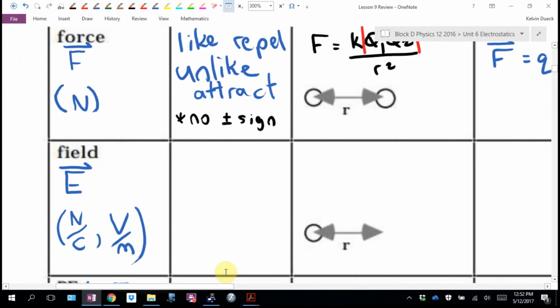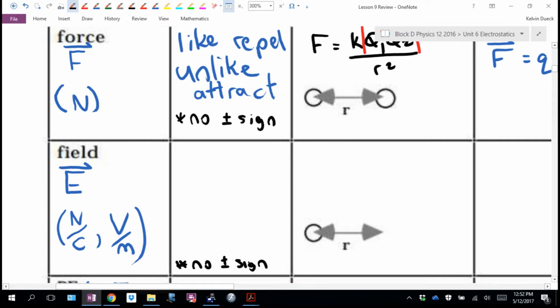Electric field. Scalar or vector? In fact, that whole first row is your vector row. Okay? So because it's a vector, also no plus or minus sign.